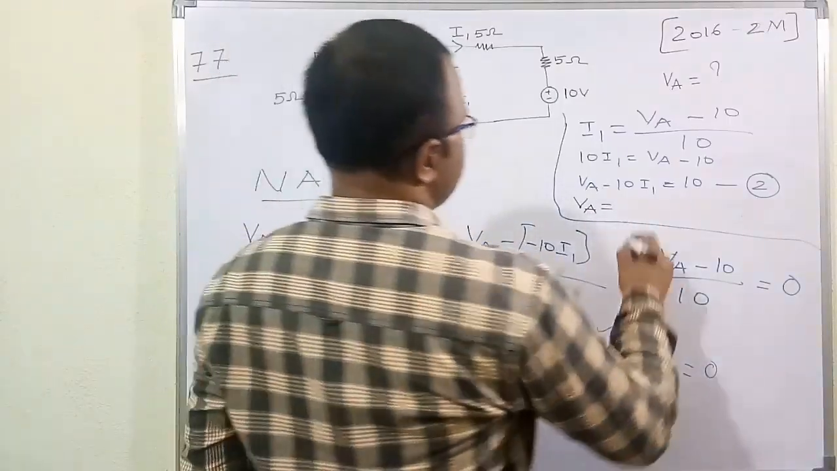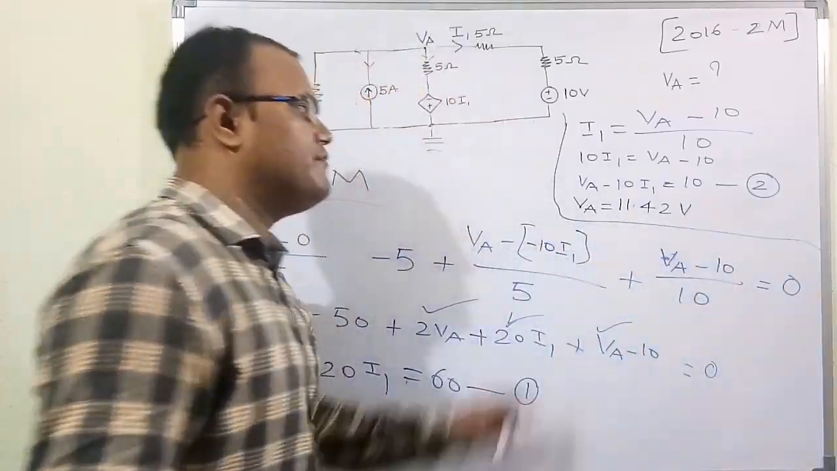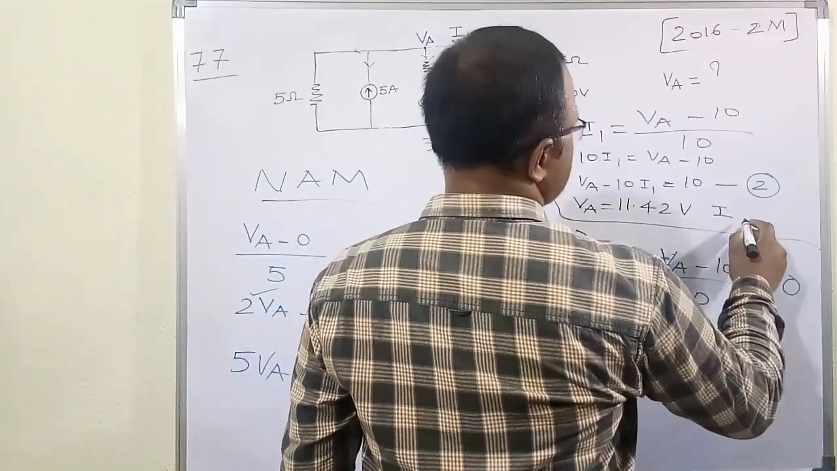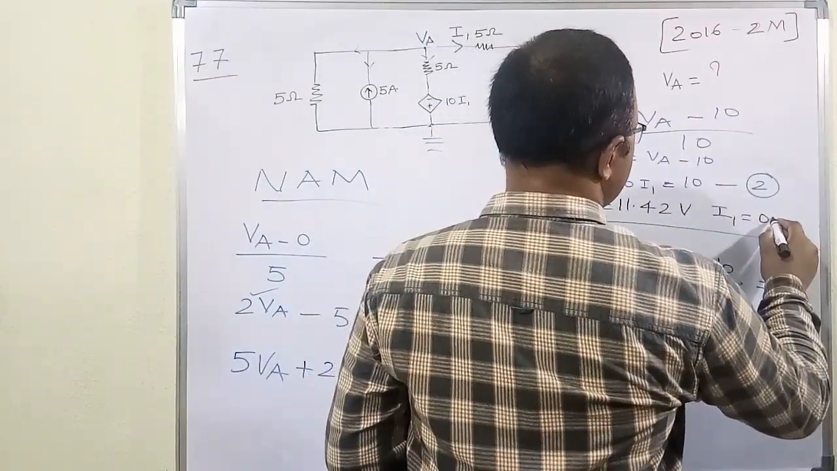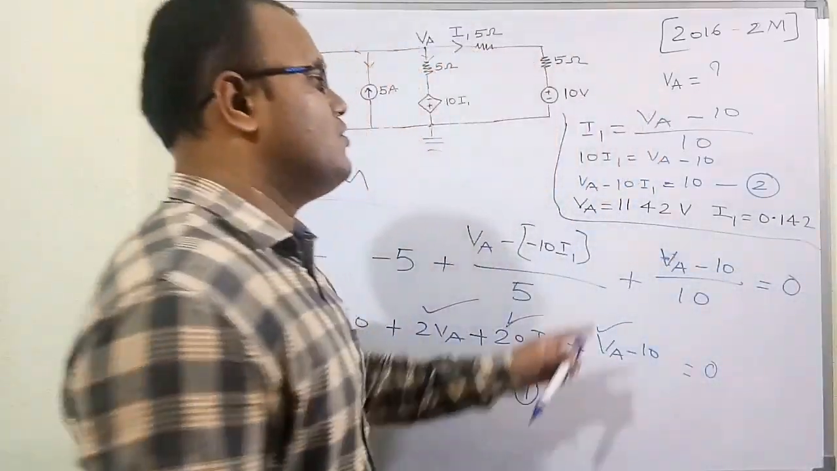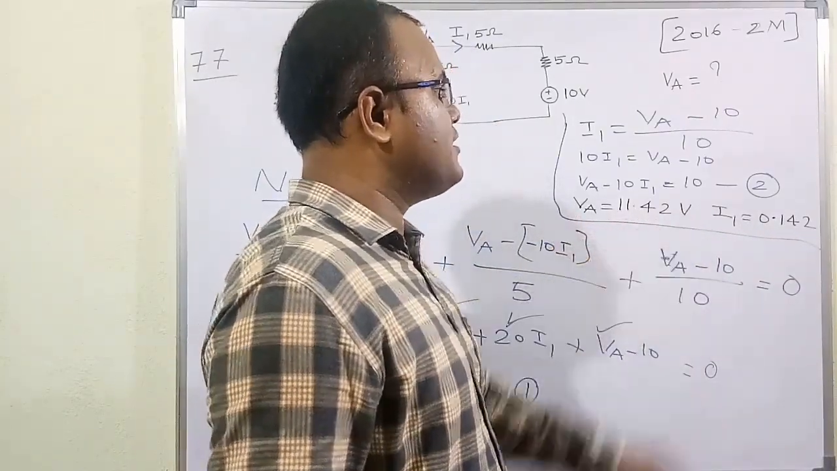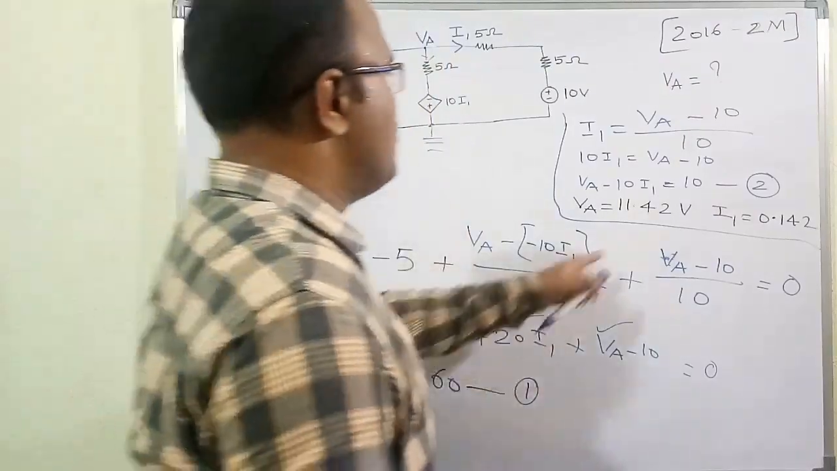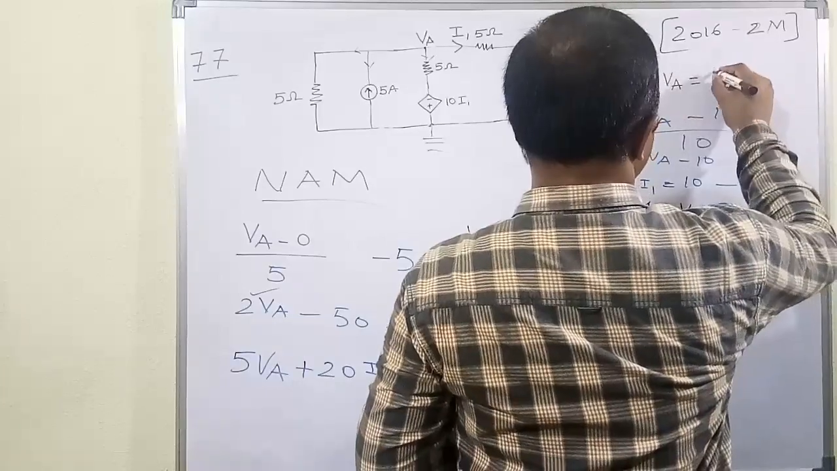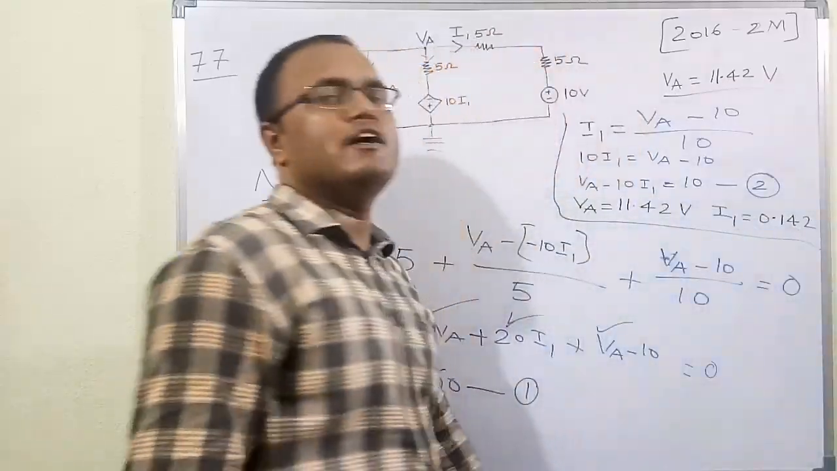We get VA is equal to 11.42 volts, and the current I1 is equal to 0.142. So therefore the current is equal to 0.142 ampere, and the voltage VA is equal to 11.42 volt. So therefore VA is equal to 11.42 volt. This is our required solution.